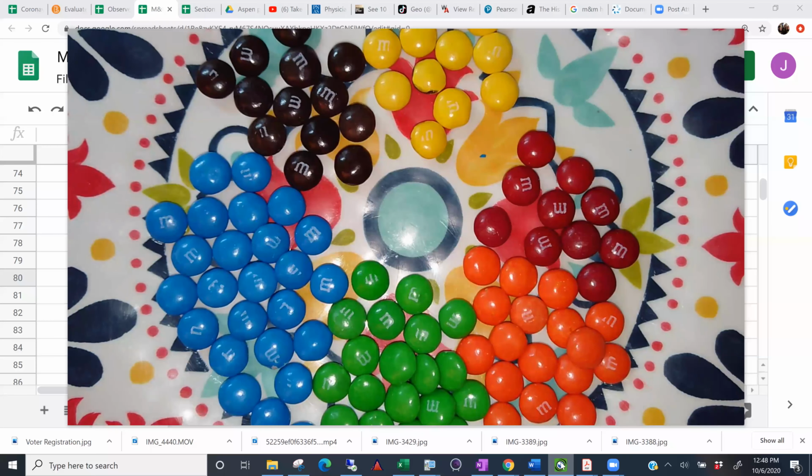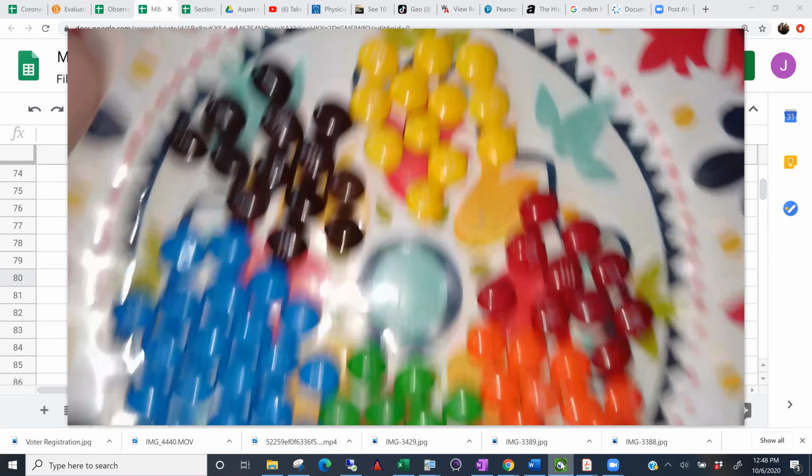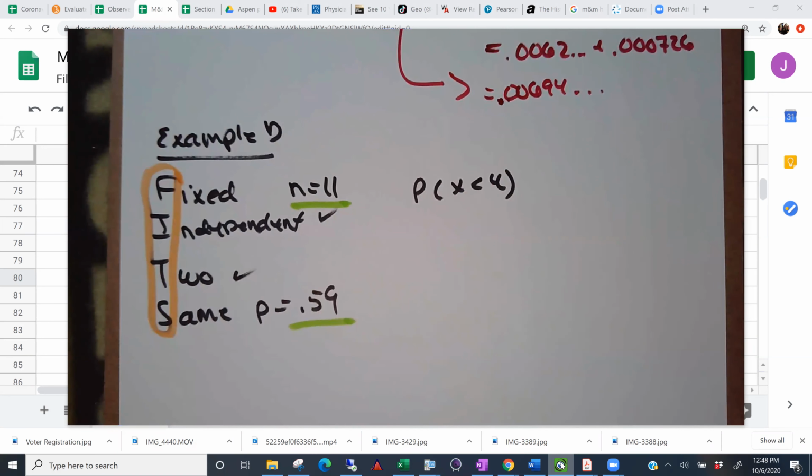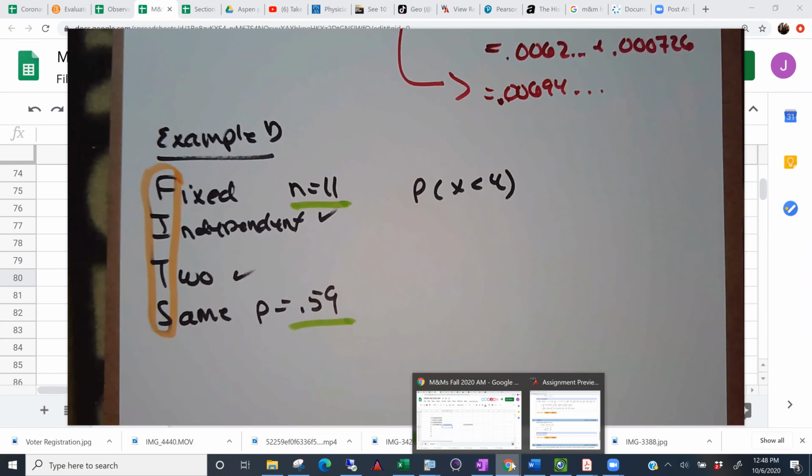Now, these were actually first produced in World War II and given to the soldiers because they didn't melt. Melt in your mouth, not in your hands, right? That was the old slogan.